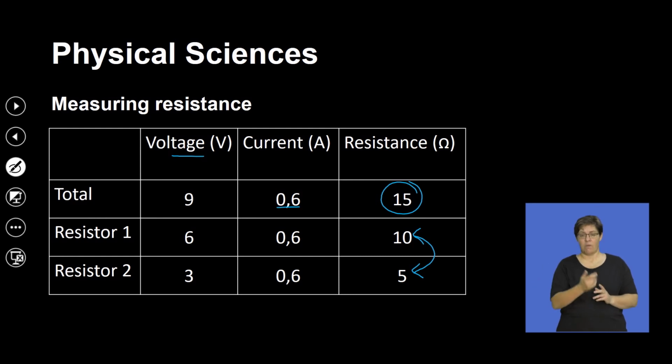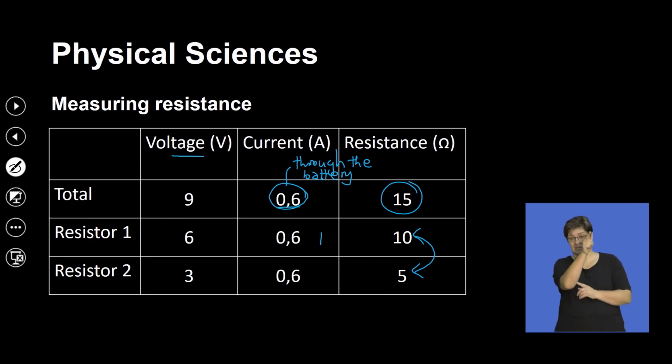If we go back, we can verify that we had 0.6 amperes through the battery. So the total current is through the battery. We need to be very careful about that, because this is through the battery. Now this is through R1. This is through R2. So what do we notice exactly?